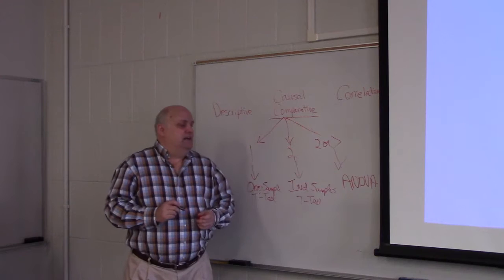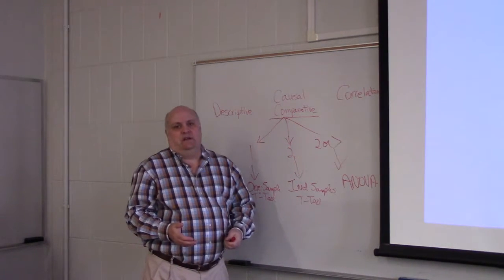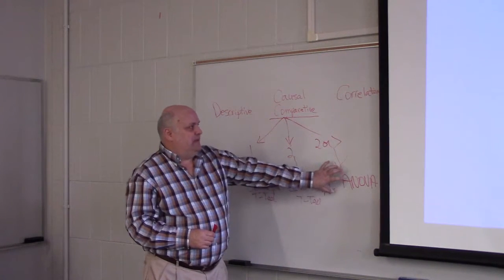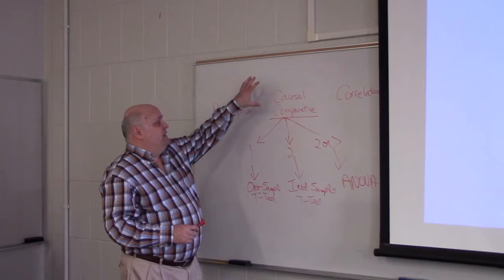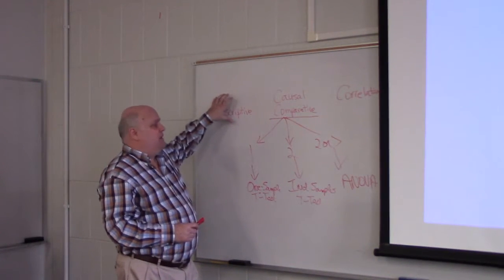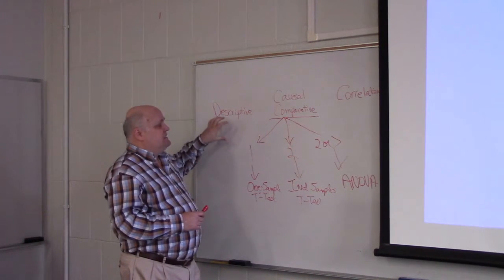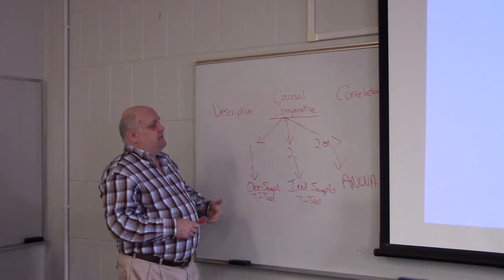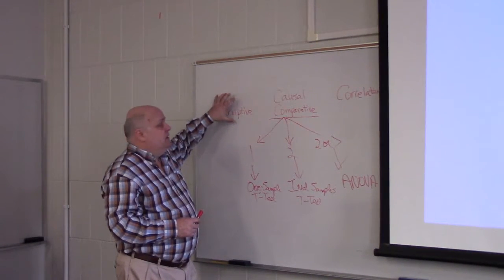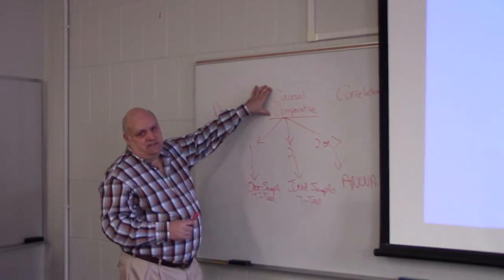An ANOVA allows me to compare more than 2 groups at one time. And we'll talk about the advantages of that again when we get to ANOVA. So, describe a sample. How fast, how tall, how much do they weigh, how often, anything that speaks to a frequency, a percentage, or something that could be described by me. I'm in the descriptive research design.